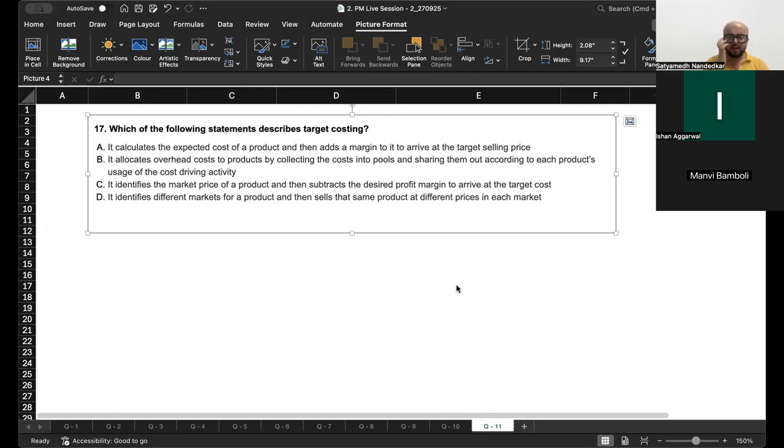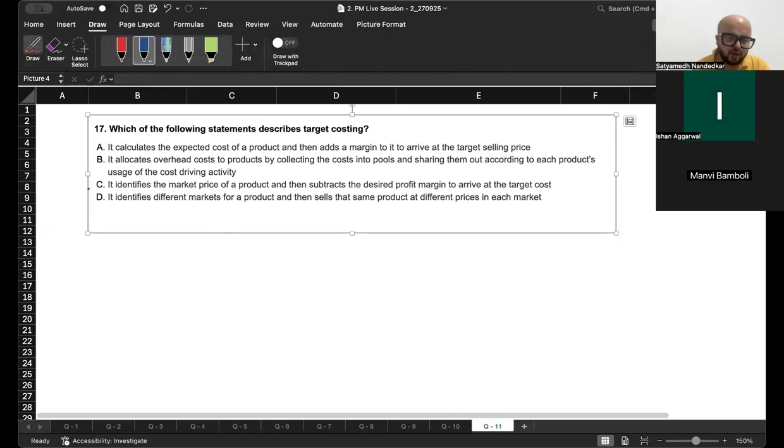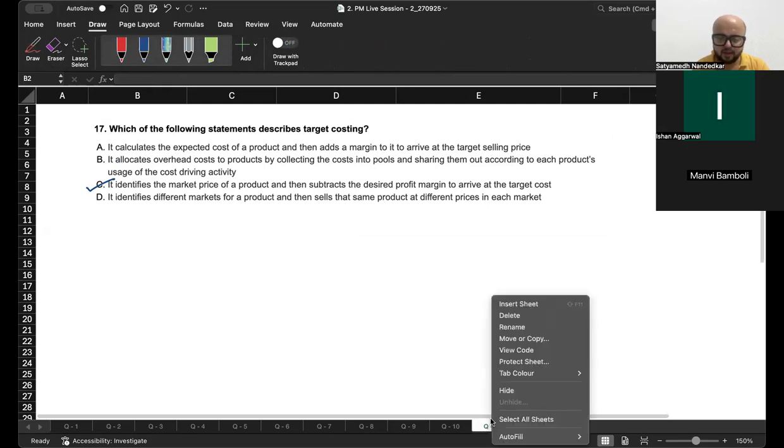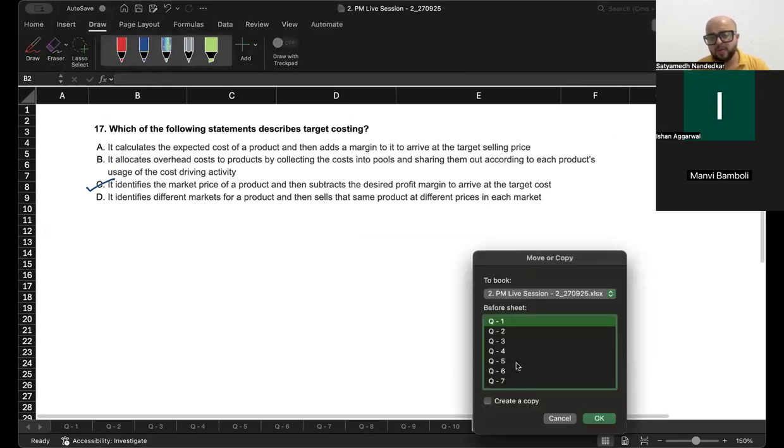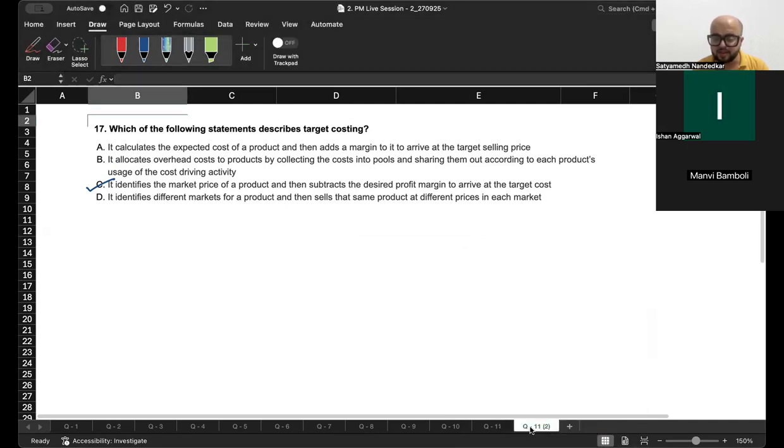activity based costing. It identifies the market price of a product, then subtracts the desired profit margin to arrive at the target cost. This could be target costing. This is rather target costing. It identifies different markets for a product. No, nothing to do with target costing. The answer is option C. ठीक है. Option C is basically the very definition of target costing for us.